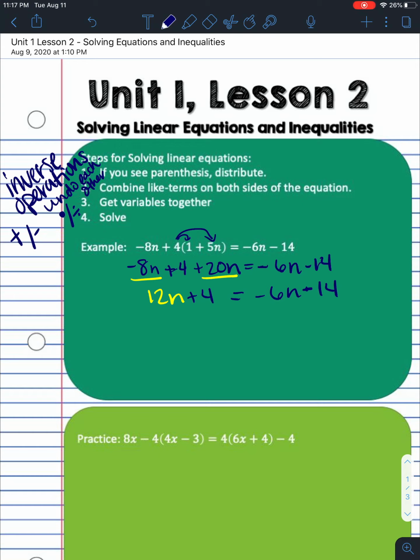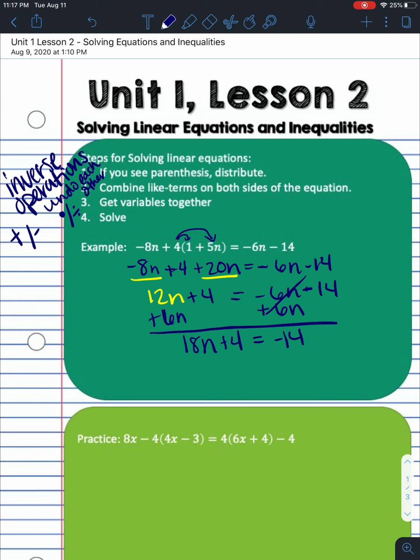I like to make things easy, so instead of moving this 12n to the right-hand side of the equation, I want my variables to be on the left-hand side because things are nicer that way. So I'm going to move this negative 6n over. To undo subtraction or to undo negatives, I'm going to add. So I'm going to add 6n to both sides. 12 plus 6 is 18n plus 4 equals negative 14. Those cancel each other out. Negative 6n plus 6n is 0.